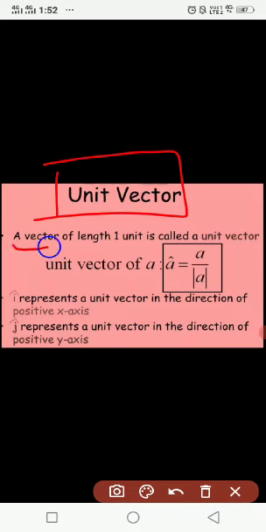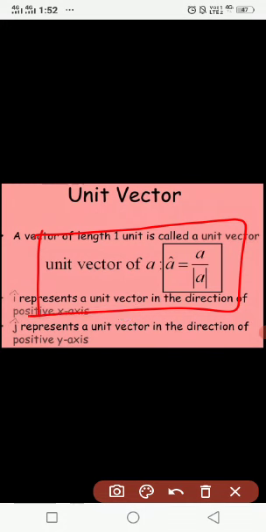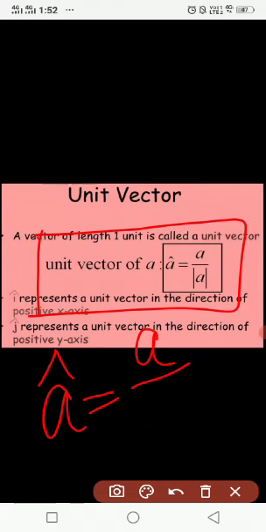So dear students, as you must have seen in your notes also, a vector of length 1 unit is called a unit vector. For example, a velocity of 1 meter per second in each direction, that's what we call a unit vector, because its magnitude is 1 unit. And here is the formula written for the unit vector, that is A cap. A cap is equal to A upon A magnitude.